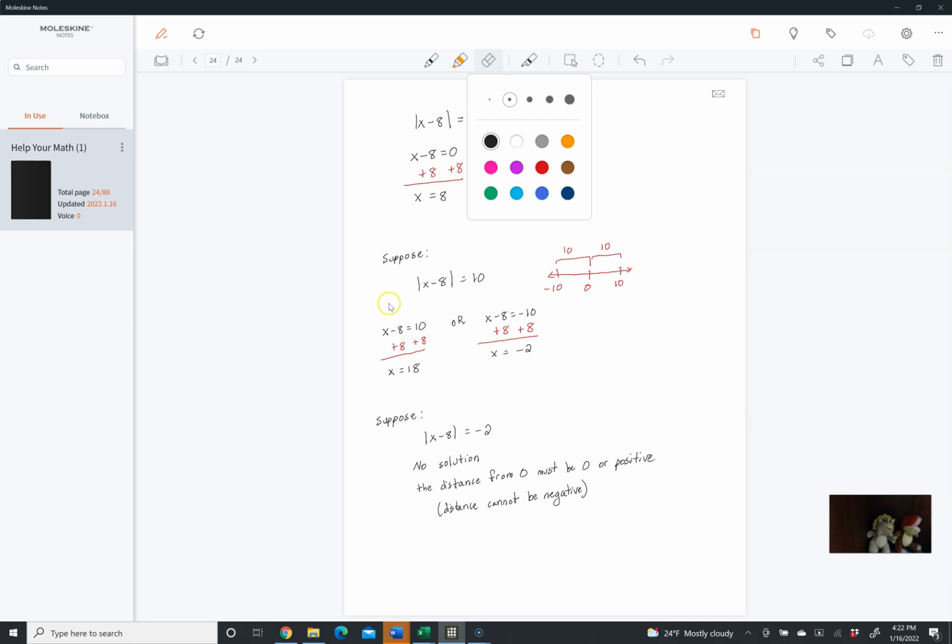And these are the three separate cases. If it's equal to 0, then what's inside the absolute value is equal to 0. If it's equal to a positive number, then you have two cases. It's either equal to the positive of this or it's equal to the negative of this, because it could be on either side of 0. And if it's equal to a negative number, then there is no solution because absolute value must be positive.